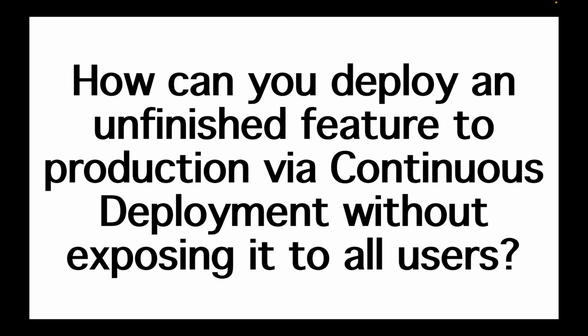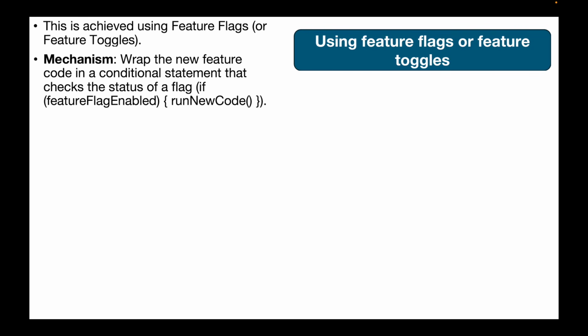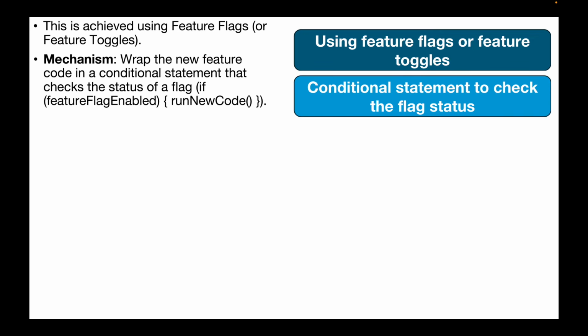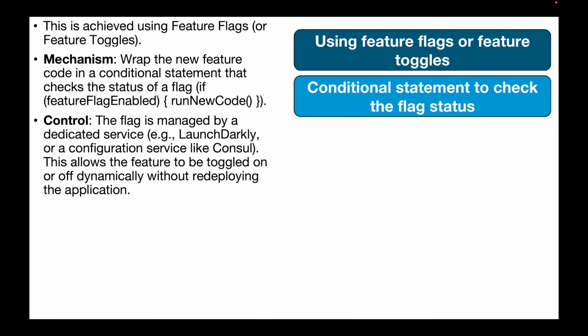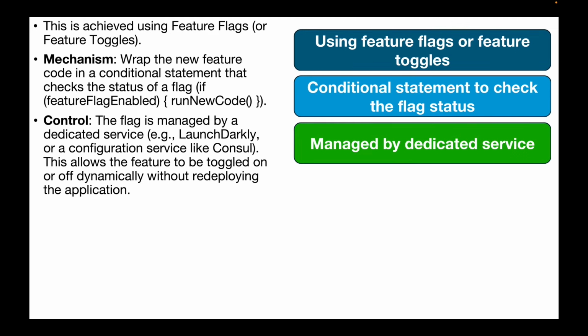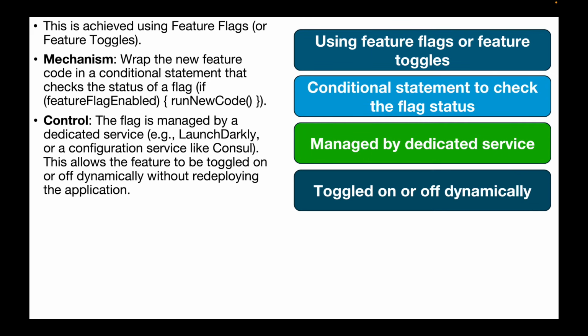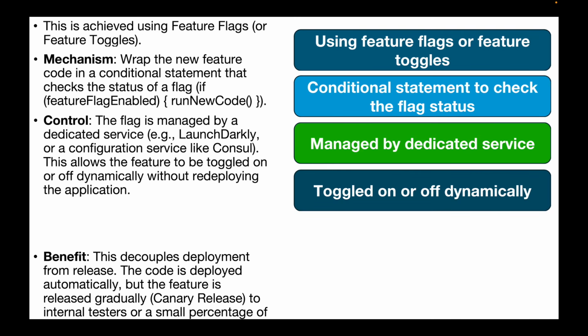The next question we have is how can you deploy an unfinished feature to production via continuous deployment without exposing it to all the users? So for this, we can use something known as feature flags or feature toggles. You can wrap the new feature code in a conditional statement that checks the status of a flag, so whether the flag is enabled or not. The flag can be managed by a dedicated service like LaunchDarkly or a configuration service like Consul. This allows the feature to be toggled on or off dynamically without redeploying the application.